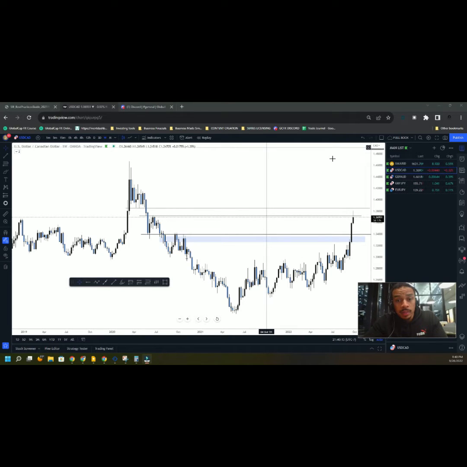I like to look for areas like that, price action movement that took place in the past where financial institutions made their pushes. And let's go ahead and take a look here at USD/CAD on the weekly, shall we?